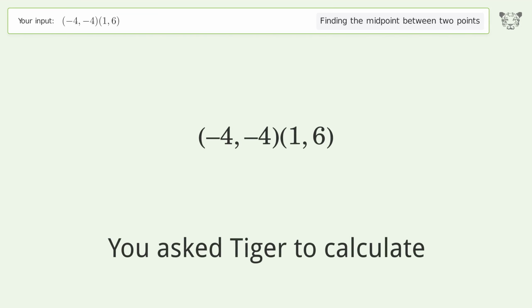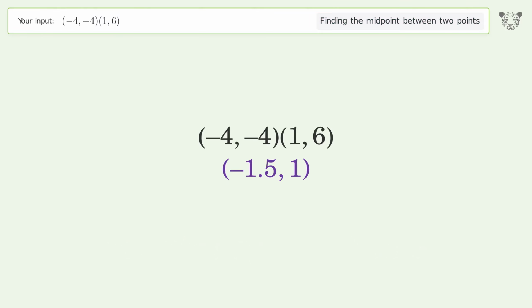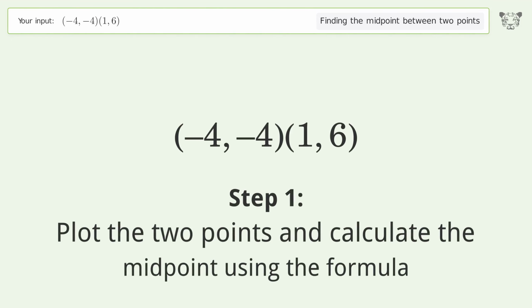You ask Tiger to calculate. This deals with finding the midpoint between 2 points. The midpoint between the 2 points is (-1.5, 1). Let's solve it step by step. Plot the 2 points and calculate the midpoint using the formula.